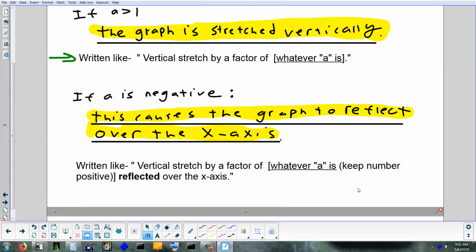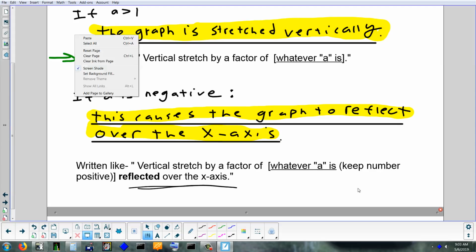Now, if the number is a negative, don't say that it stretched vertically by a factor of -2. No. If you stretch something, it's always a positive number. The way you describe the negative is to write this last part: reflected over the x-axis. That tells me there was a negative in front. Okay? So, A is bigger than 1, doesn't reflect. A is negative, it does two things, stretches and reflects.